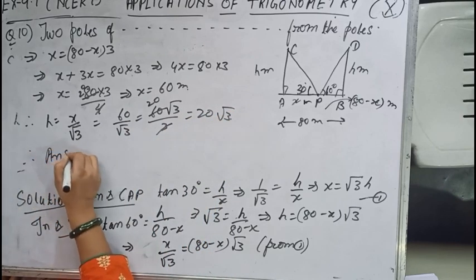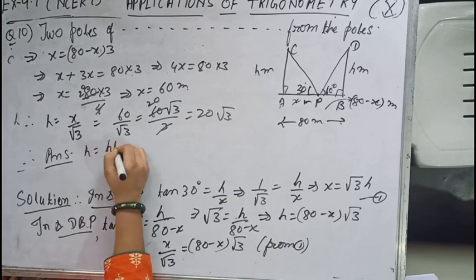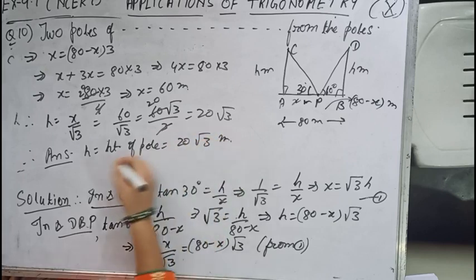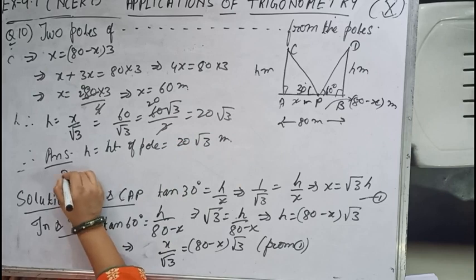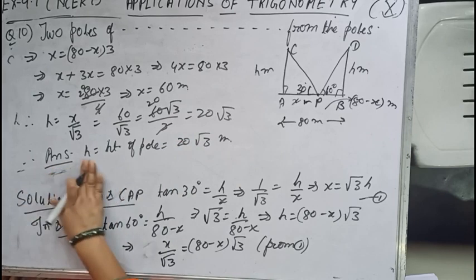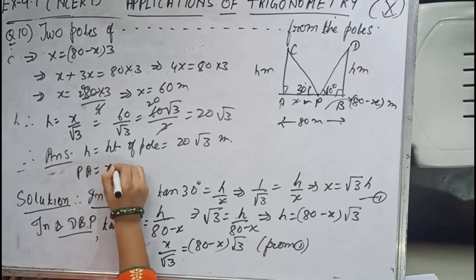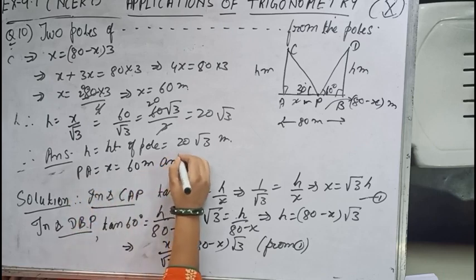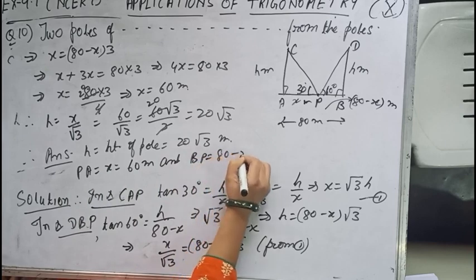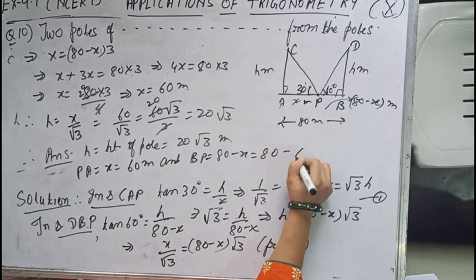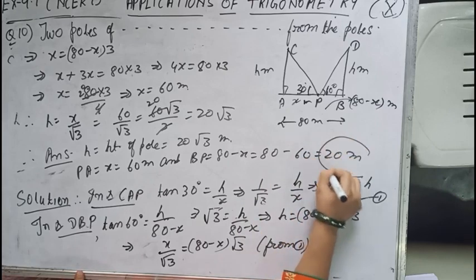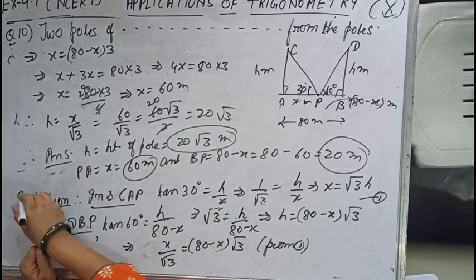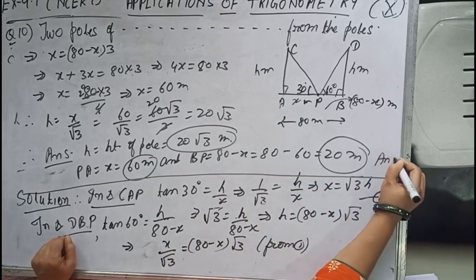Therefore the answer: h, the height of the pole, equals 20 root 3 meter, and the distance, or simply you write directly, PA equals x equals 60 meter, and BP equals 80 minus x equals 80 minus 60 equals 20 meter. This one and this one is our answer.